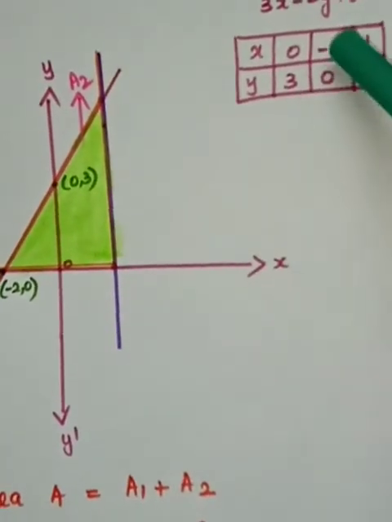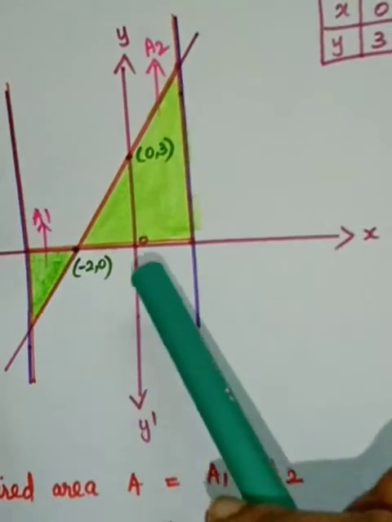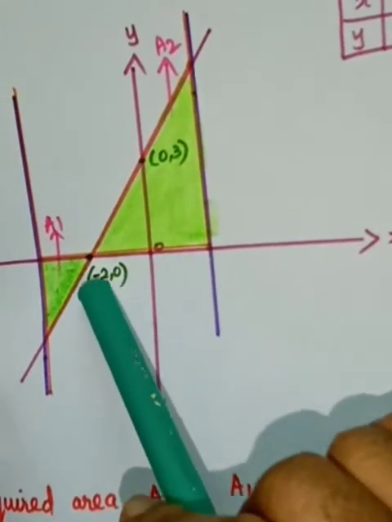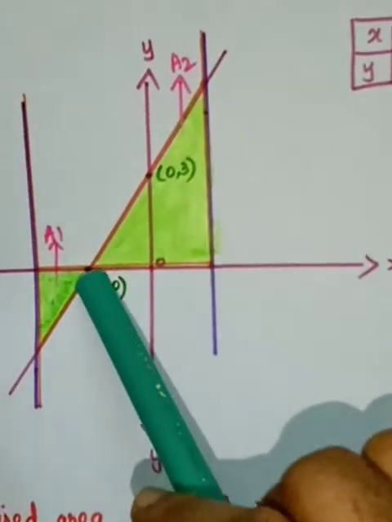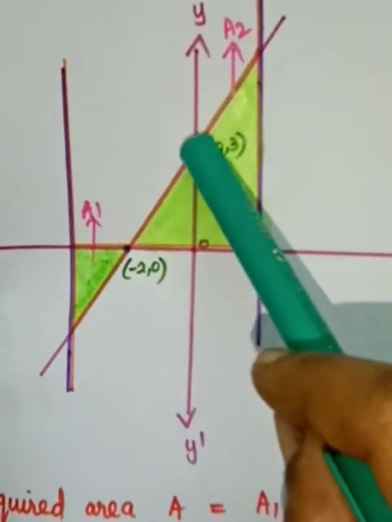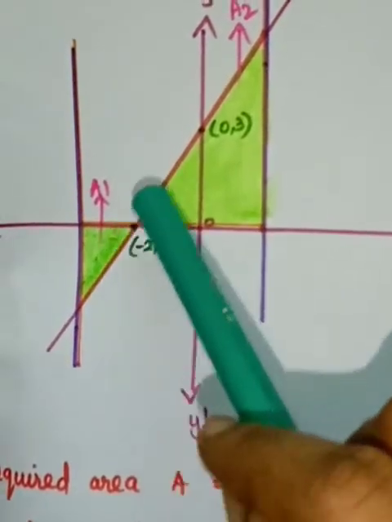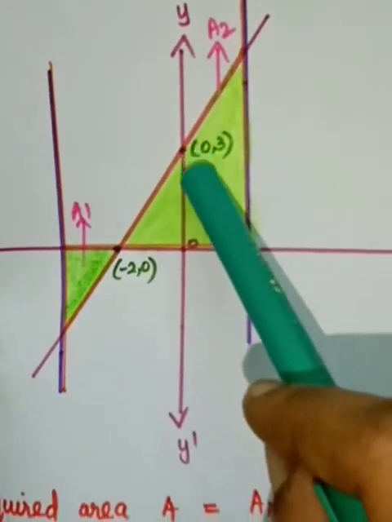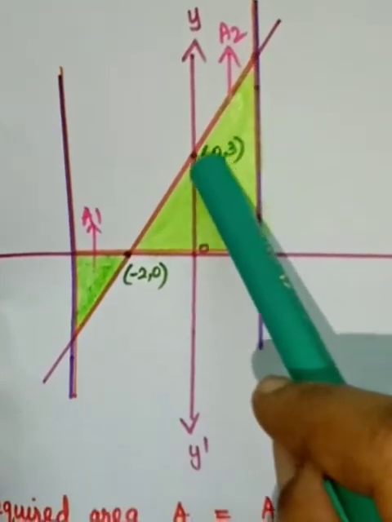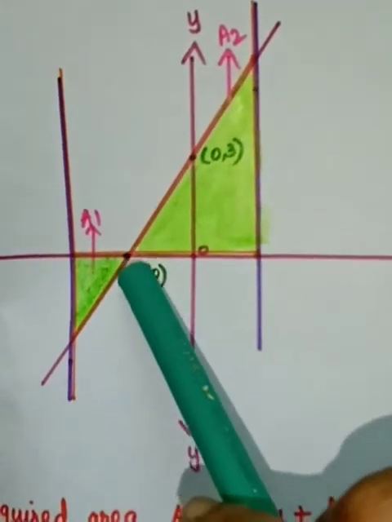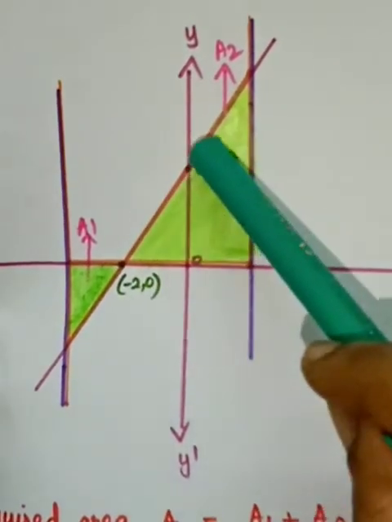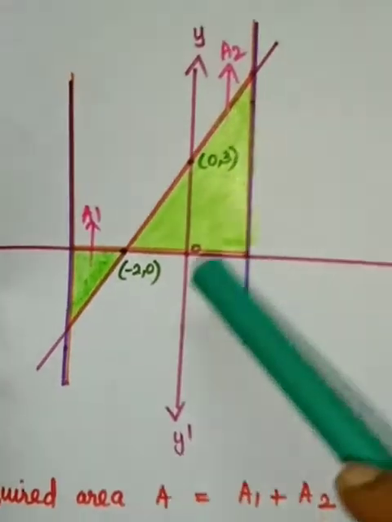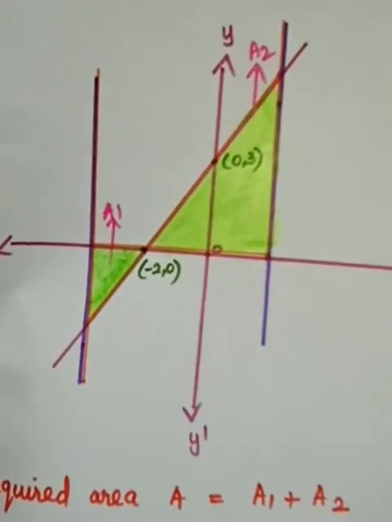And next one, what is it? Minus 2, 0. So on the x-axis, minus 2, this is this length. So minus 2, 0 will be marked on the left side of the x-axis. It is enough to draw the line using these 2 points. At this point the line touches the y-axis, and at this point the line touches the x-axis. Using these 2 points, using a scale, you draw the line and extend it. Okay, so this line equation is drawn.